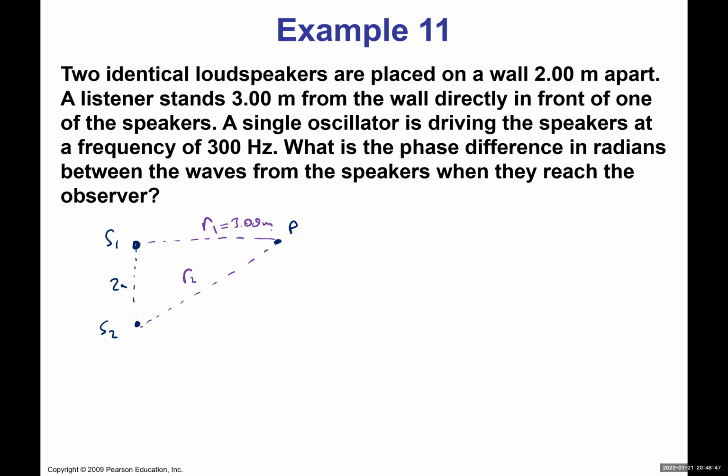One thing we can very easily do here is this calculation. Since we know R1, which is 3 meters, we can just calculate R2. As we can see, this is the distance that is R2. So R2 will be the square root of 3 meters squared plus 2 meters squared.